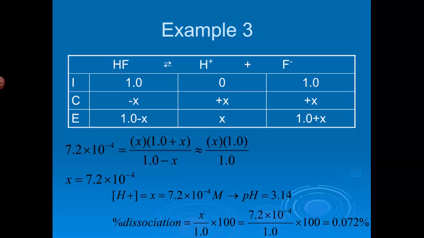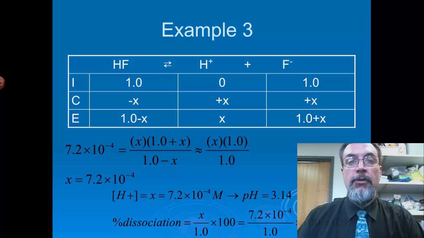Percent dissociation is the amount dissociated, in this case x, the amount of H+ produced, over the initial concentration of the acid, which is 1 molar, times 100. So I have 0.072% dissociated. Look at the difference between when I didn't have any NaF in there and when I do. It used to be 2.7%, and it's now down to 0.072%. So the fluoride ion from the NaF really affects the equilibrium position here.